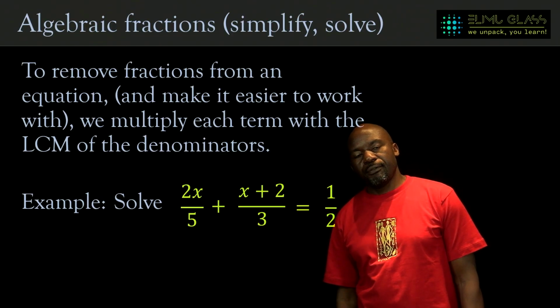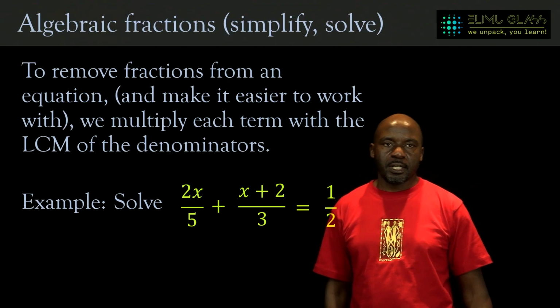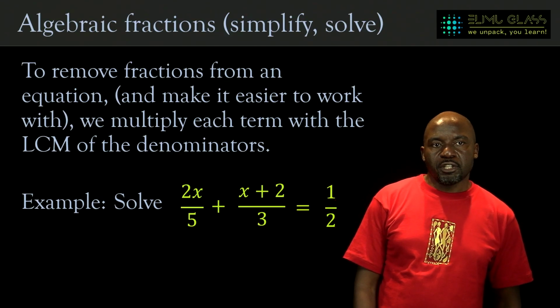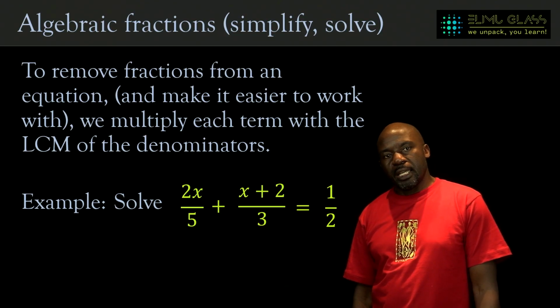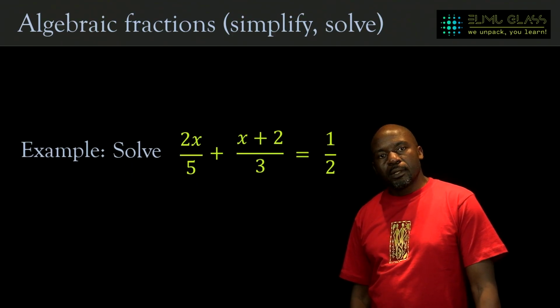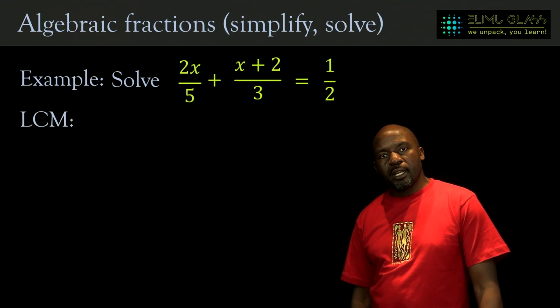But the alternative is to look at the denominators of the fraction. We can get rid of the fractions, okay? So the denominators are 5, 3, and 2. The LCM of those denominators, from there you can see, is 30. All right, so the LCM is going to be 30.